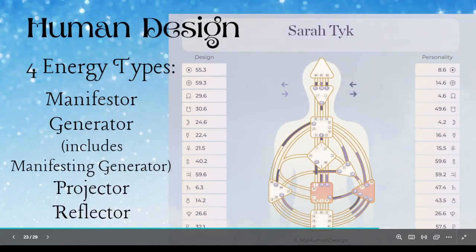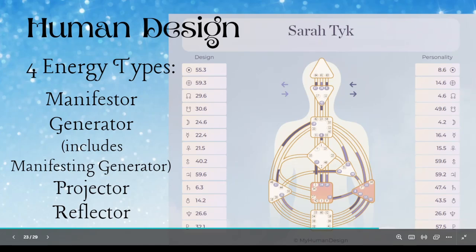So there are 4 basic energy types, just like we have 12 basic zodiacs. There's a manifestor, a generator, which includes a manifesting generator, which is kind of a mix, a hybrid. There's a projector and a reflector. Most people, like 70% of the population, are said to be a generator, which includes this hybrid manifesting generator. And then 20%, I think, are the projector, which is the least common.